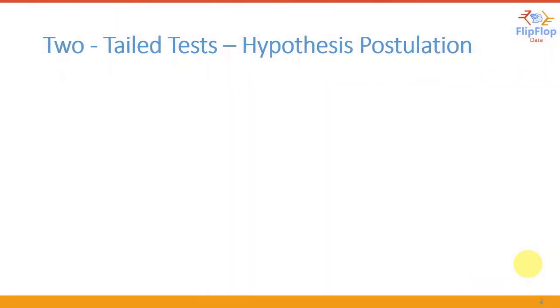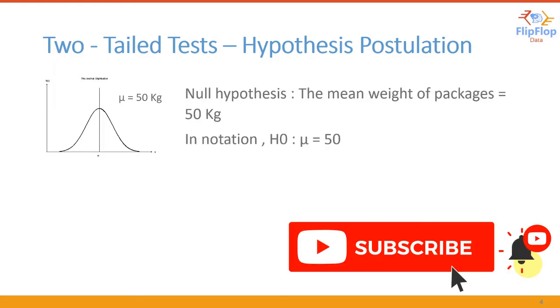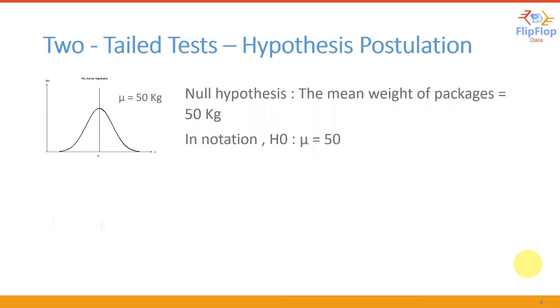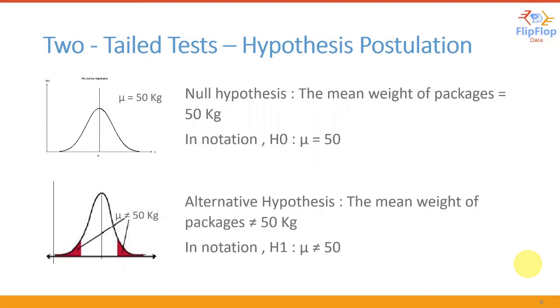So I'm representing this with a figure. This is the normal distribution curve where mu is 50 kg as per our example. So how do I set my hypothesis? The null hypothesis becomes: mean weight of packages is equal to 50 kg. In notation, it becomes H naught: mu is equal to 50. And what is our alternative hypothesis? The alternative hypothesis is: mean weight of packages is not equal to 50 kg. That is, H1 becomes mu is not equal to 50.